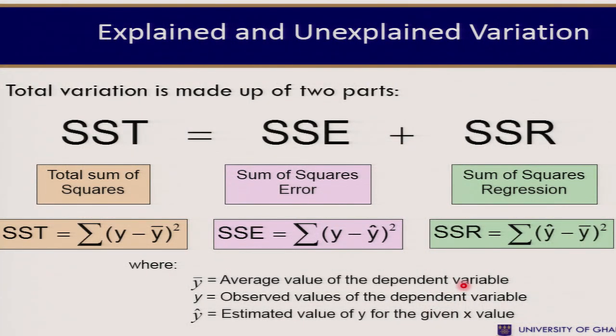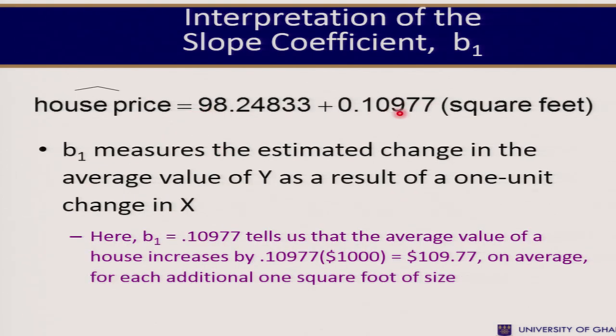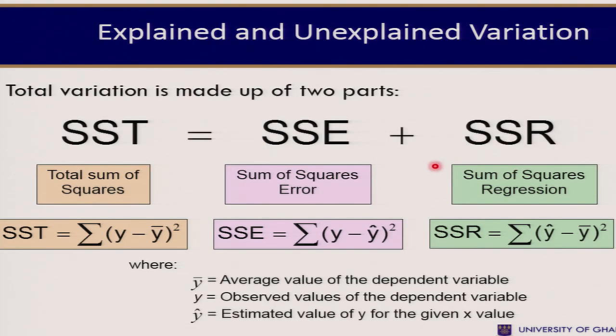In terms of this regression analysis, the total variation of the regression analysis has been grouped into two. That is the explained variation and the unexplained variation. The explained variation is the part of the variation that can be accounted for by our regression model. That is this one. And then the unexplained variation is the part that cannot be accounted for by our model.